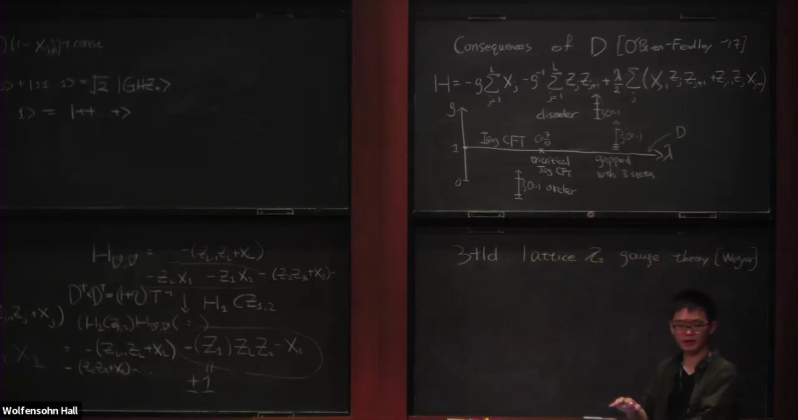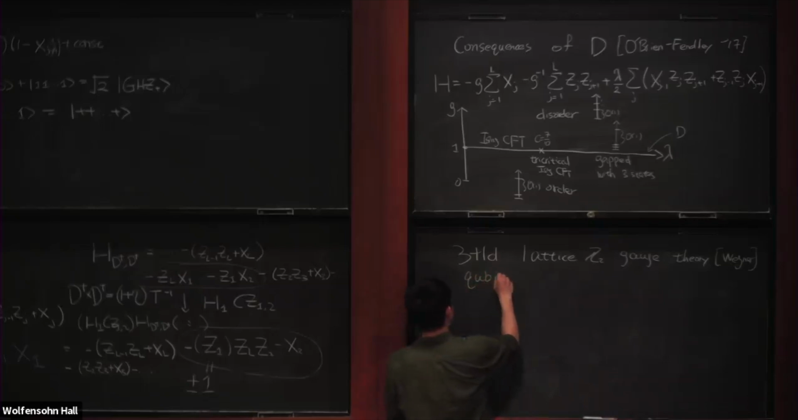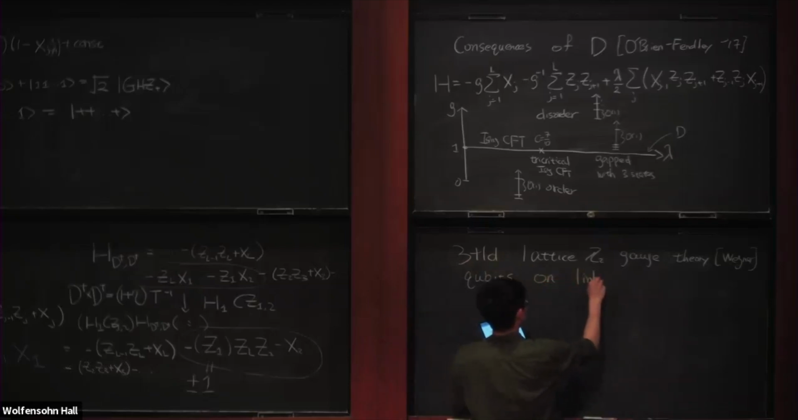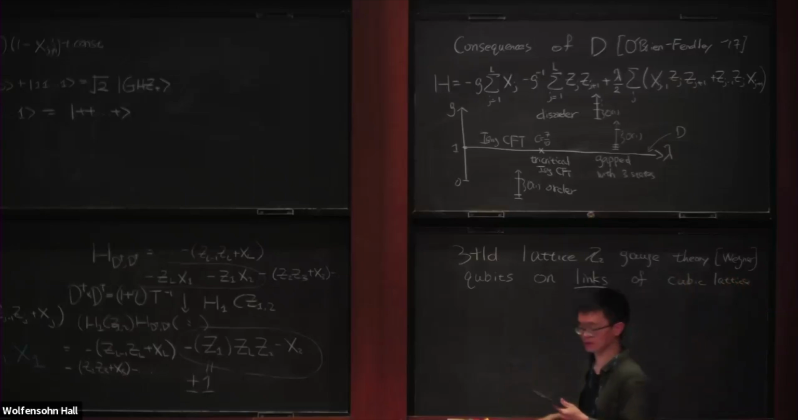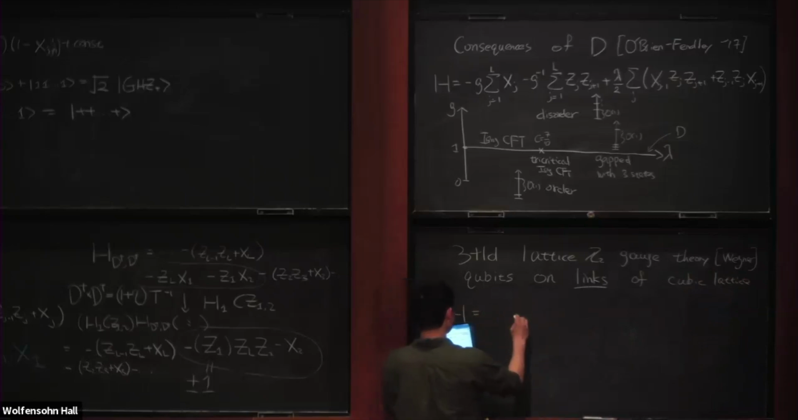It's very nice that Caroline set up the framework for 2+1D in the morning, so I can quickly go through this model. Again, I have qubits, but now the space is three-dimensional, and I put the qubits on links of a periodic cubic lattice. Instead of putting them on sites, I put them on links. And what is the Hamiltonian? The Hamiltonian is very similar to the one that Caroline talked about in the morning.